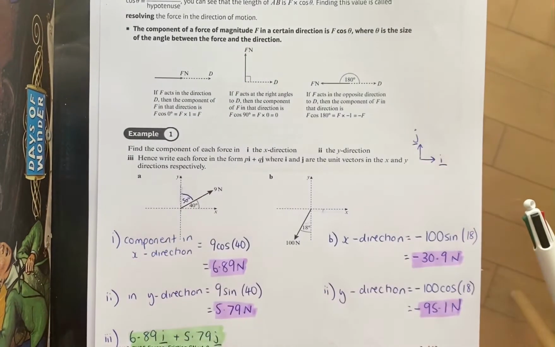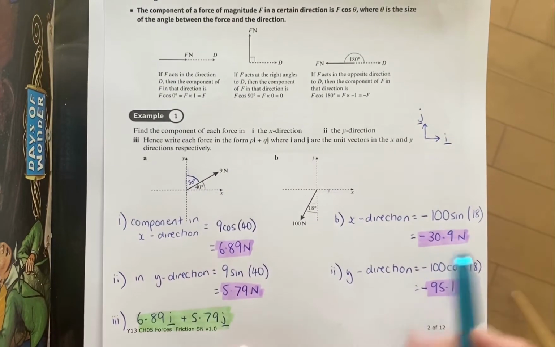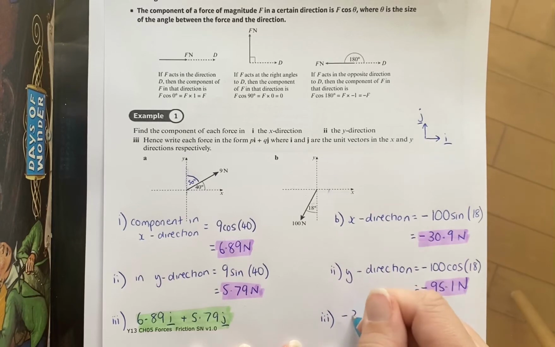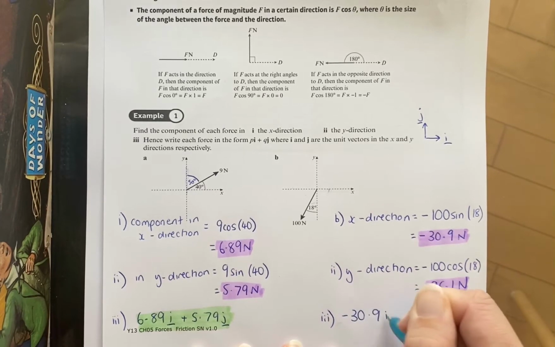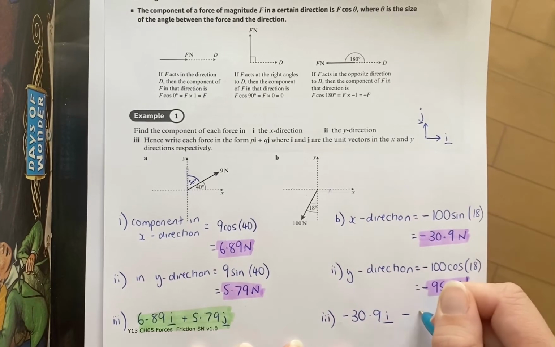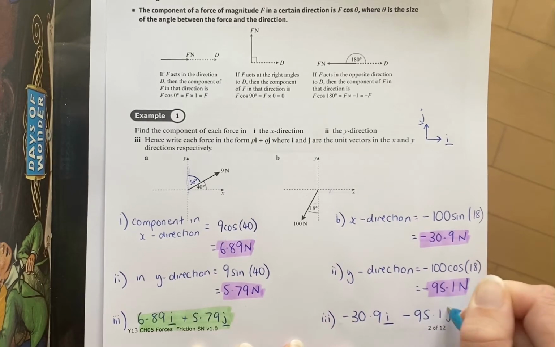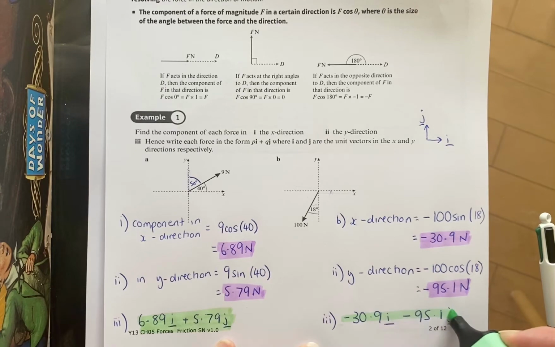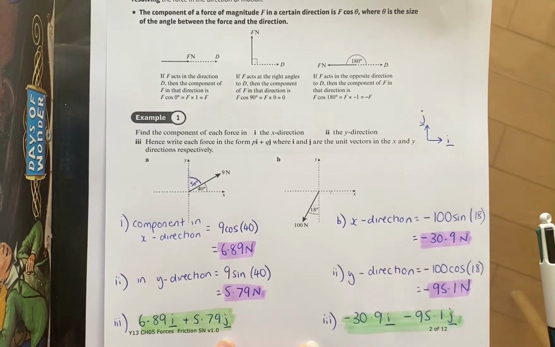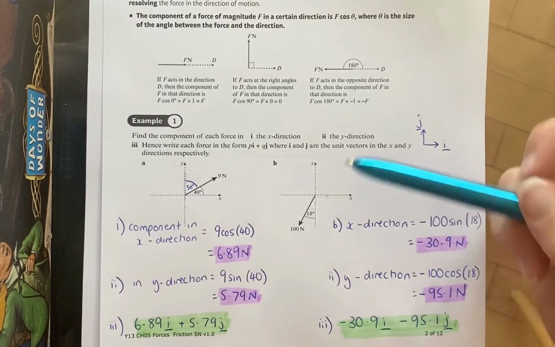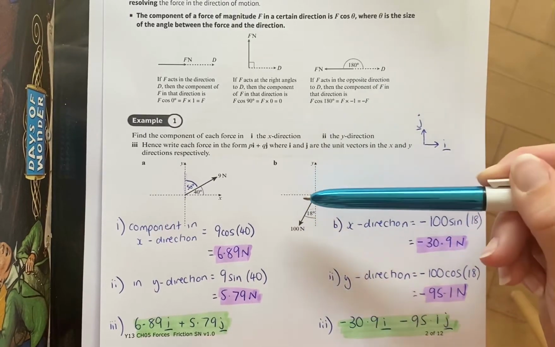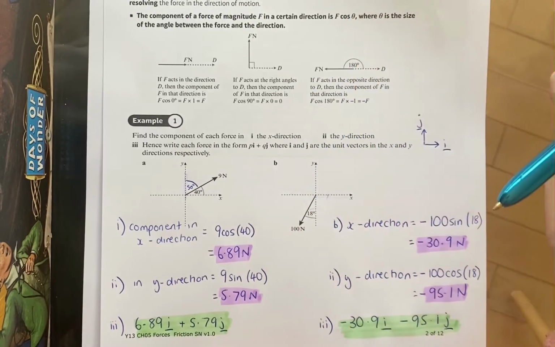And then the final section, writing that in terms of i and j, well, that would just be minus 30.9 i minus 95.1 j. And just check back to your diagram, that's what you expect. It's going to be negative in the i direction and negative in the j direction.